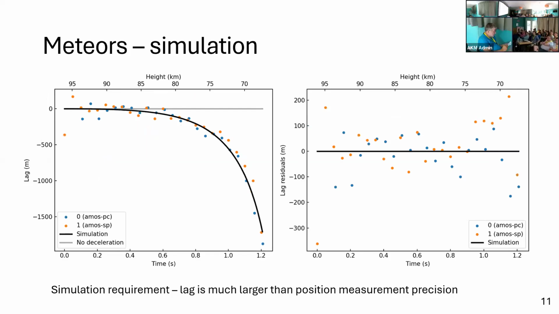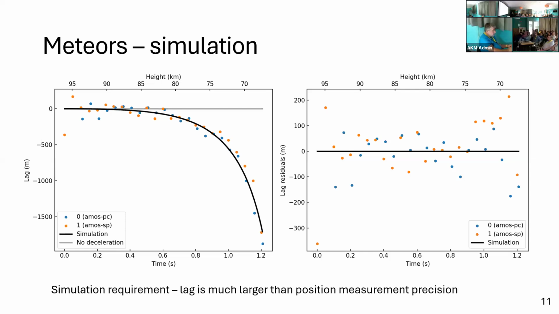So what this plot is trying to tell us is that as the meteor was flying, it traveled around 1.5 kilometers shorter distance simply because it was decelerated by the atmosphere. And on the right-hand side, we see residuals. This is how a good fit should look, because even though there is some noise, there is no visible offset either upwards or downwards.